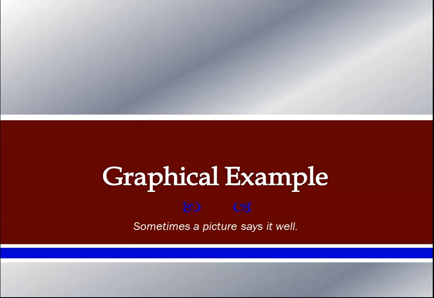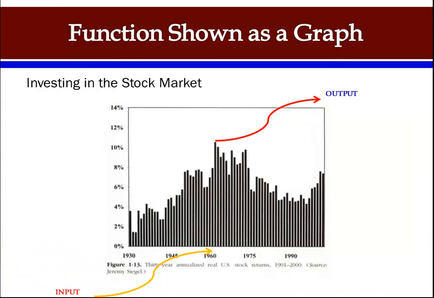Graphical example. And sometimes a picture says it well. In that last example, we really needed a table to display what was going on. But a graph can also display a lot of good information. So here's a function shown as a graph, and this is actually a picture of the S&P 500 stock returns since 1930 up to about 2000.